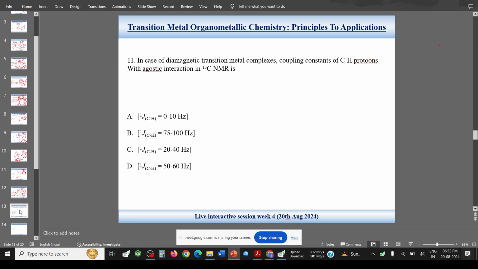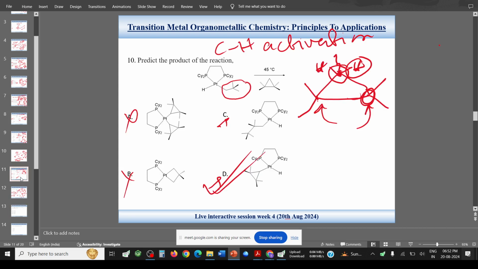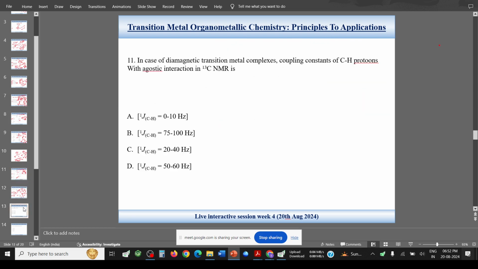In question number 11, we have completed question 10. Now question number 11 is: in case of diamagnetic transition metal complexes, the coupling constant of CH protons with agostic interaction in carbon-13 NMR is. I have discussed in the first question how you determine or detect agostic interaction in the complexes. Option B.